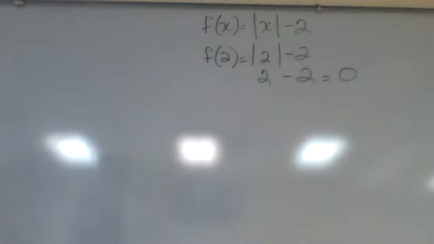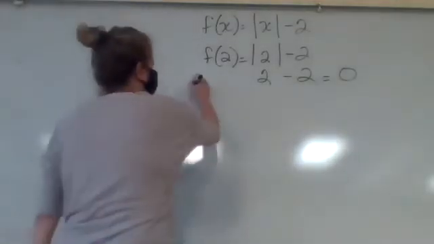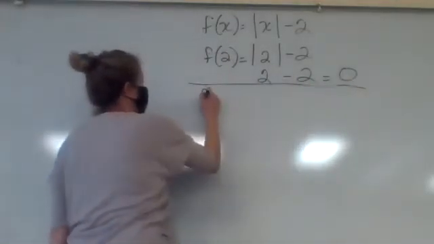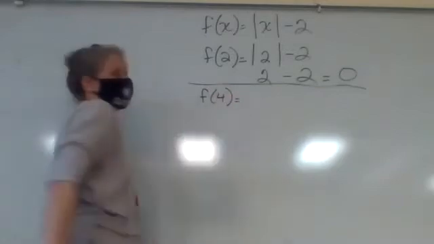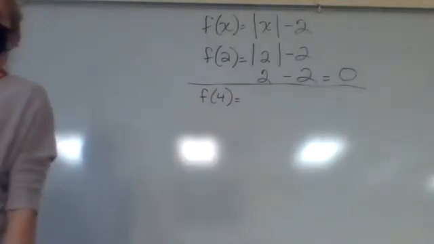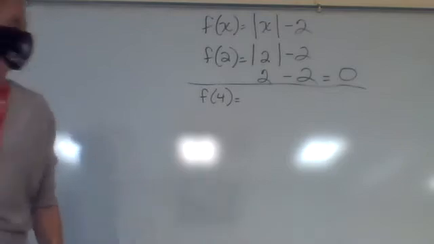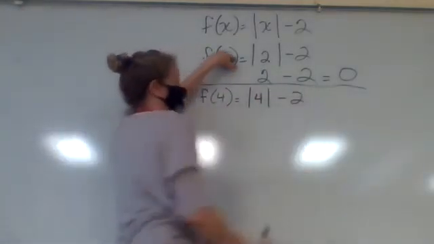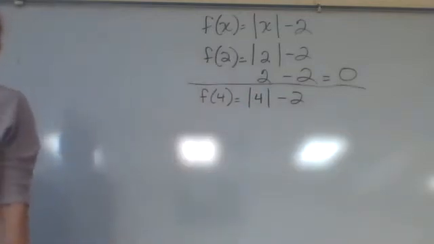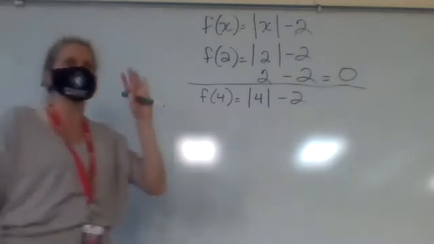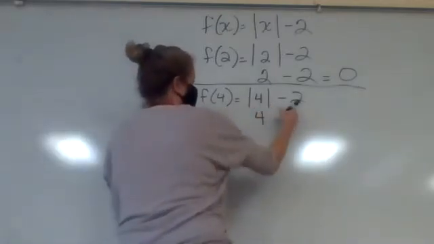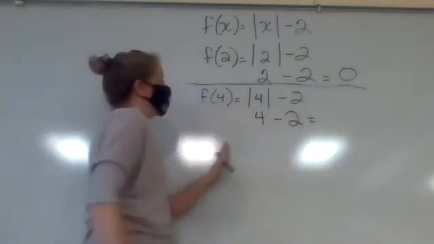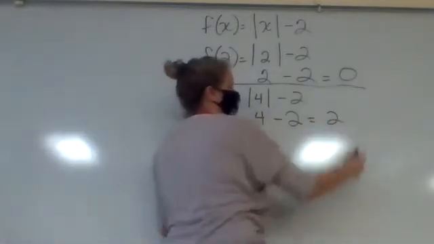All right, the second one says to find f of 4. Same thing. I'm going to replace that x with a 4. So the absolute value of 4 minus 2. The absolute value of 4 is 4. Bring down my -2 and then do the math straight across. 4 minus 2 gives me 2.